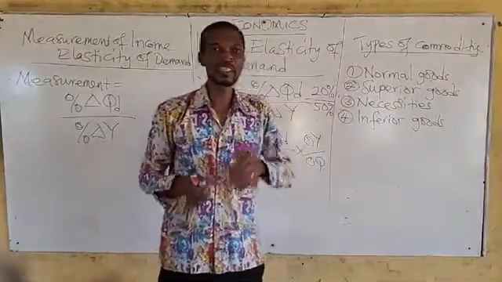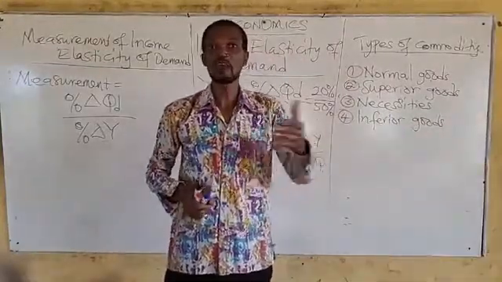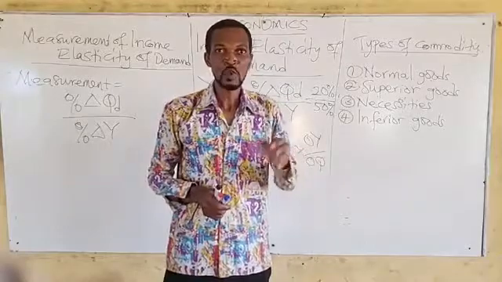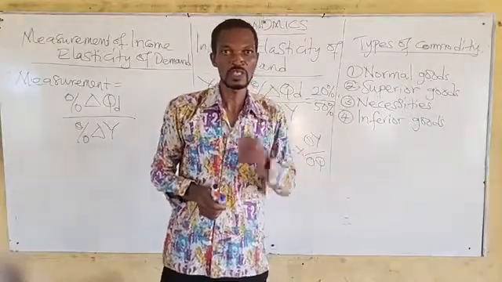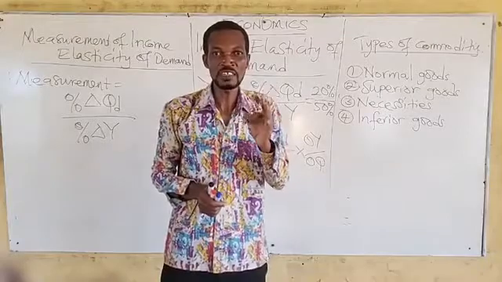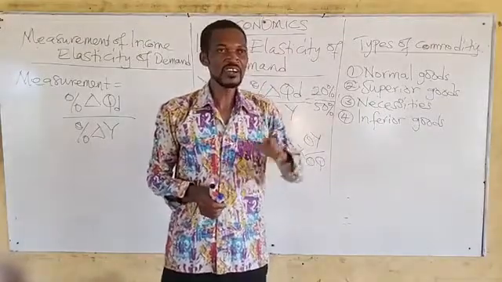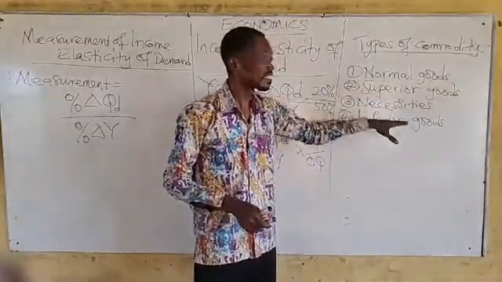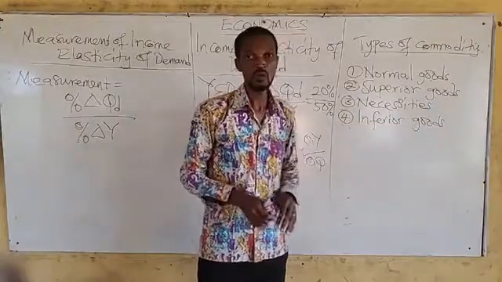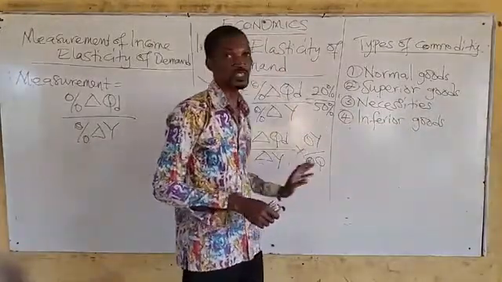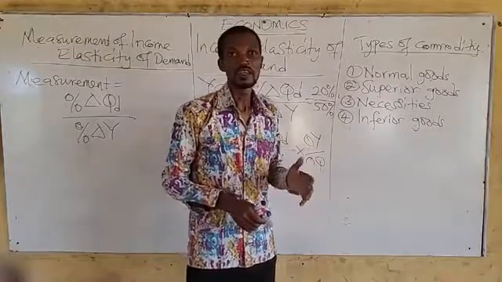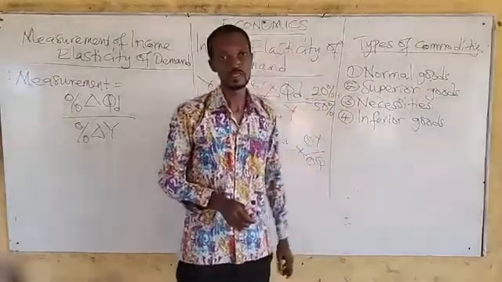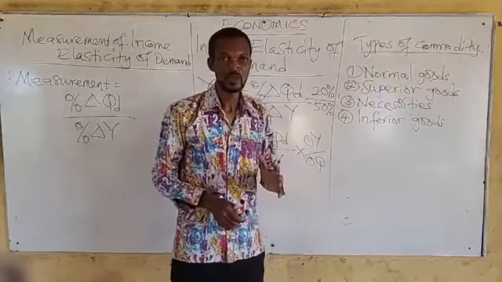So anytime you calculate income elasticity, the interpretation we put on it is the type of commodity you have when you get your coefficient. The coefficient of income elasticity tells you whether the commodity is a normal commodity, a superior commodity, a necessity, or an inferior commodity. We are going to use an illustration to show what is meant by normal commodities, superior commodities, necessities, and inferior goods. I hope up to this point you are okay.